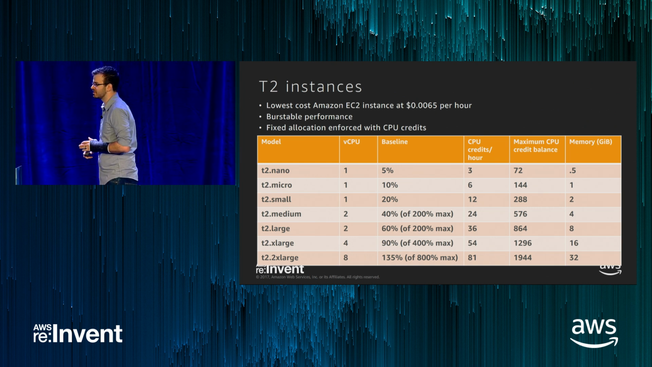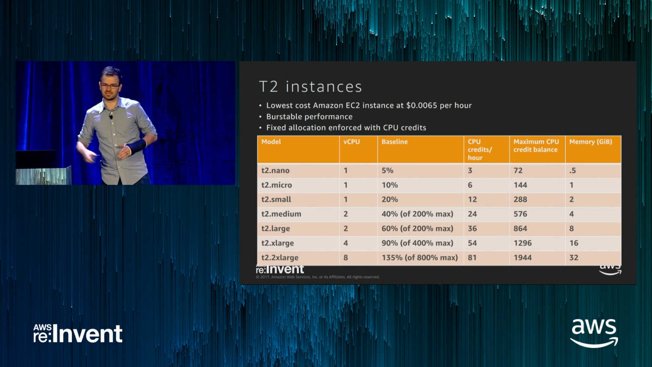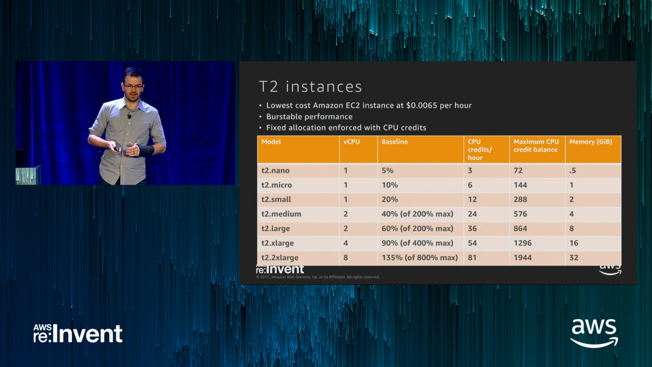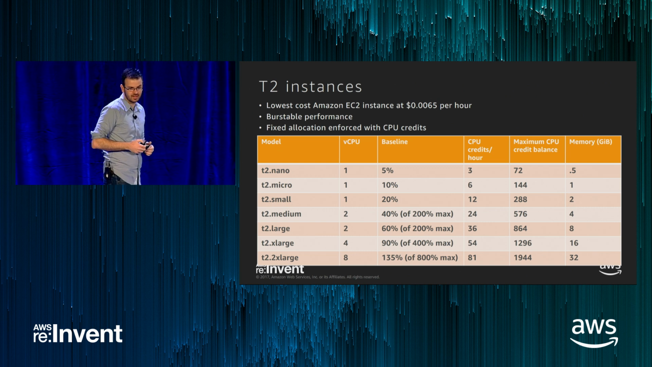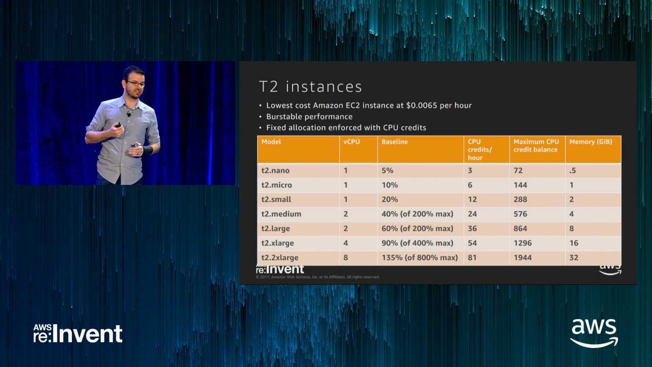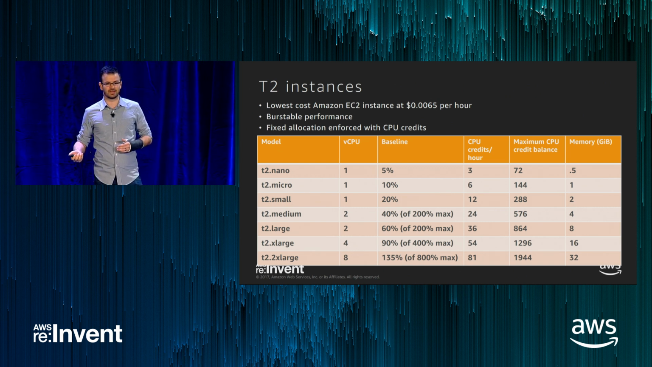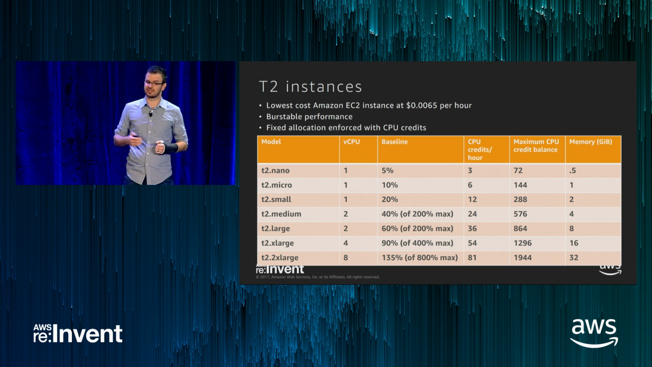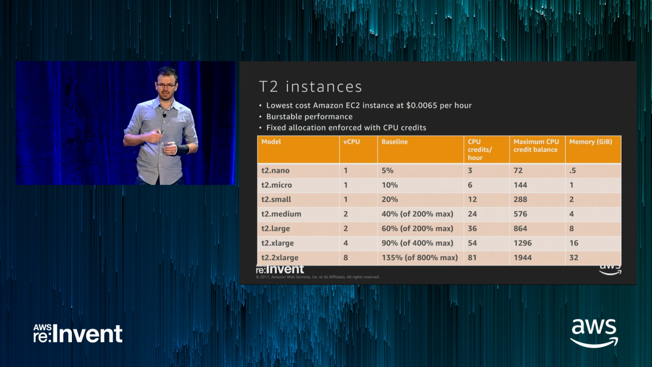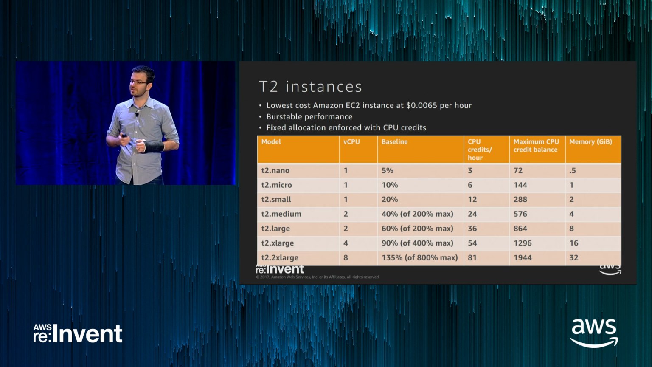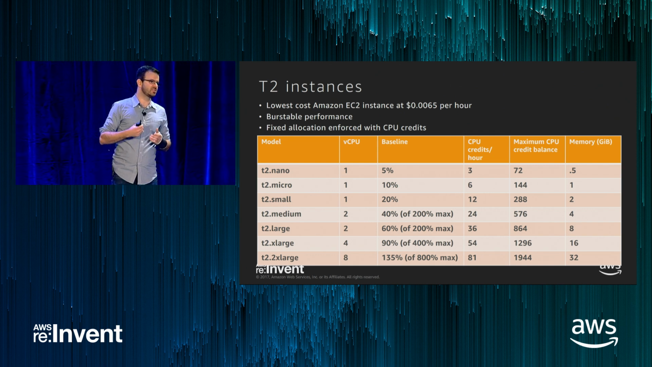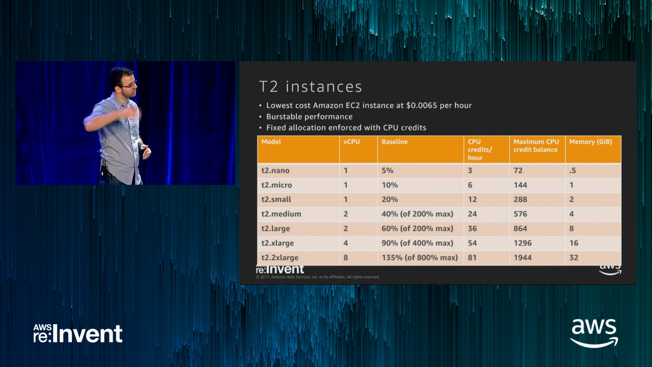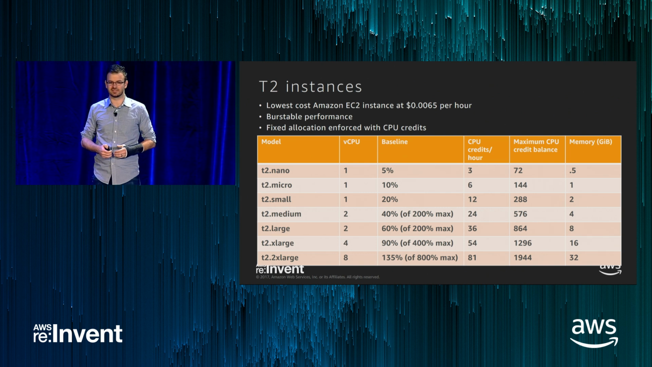Now let's talk about those T2 or the T instances and why they're special. T2 instances, they're really good general purpose instances. And they're, in some cases, the lowest cost instances available on AWS. I think the T2 Nano is about half a cent per hour. And they're great for things like websites or databases or developer environments, things where your CPU demand actually fluctuates over the lifetime of the instance.